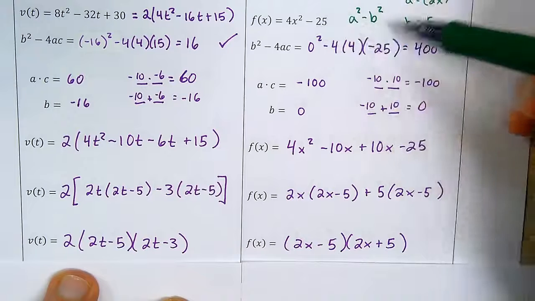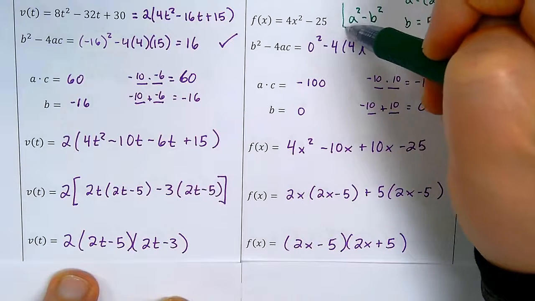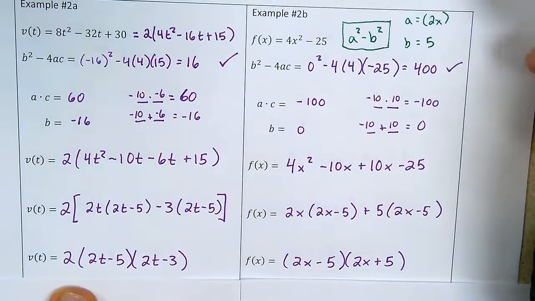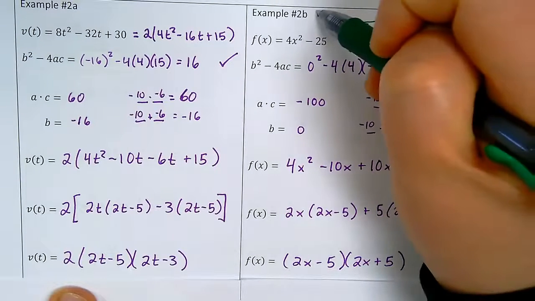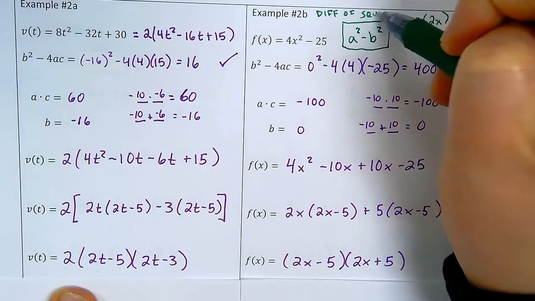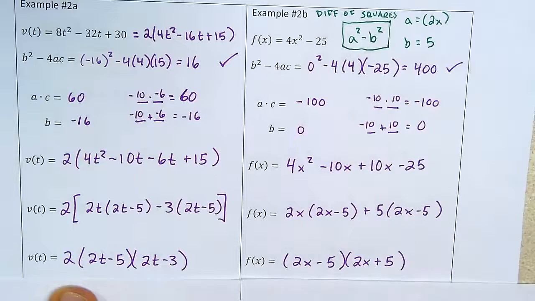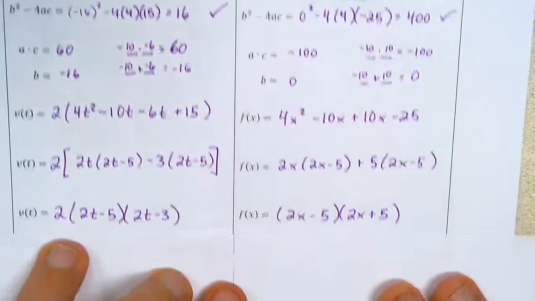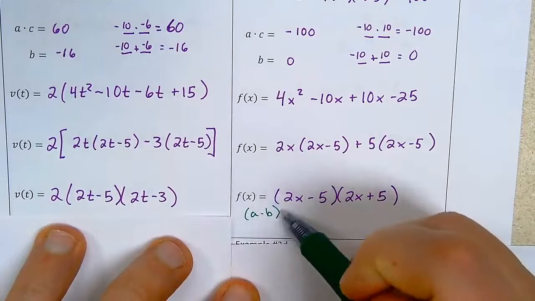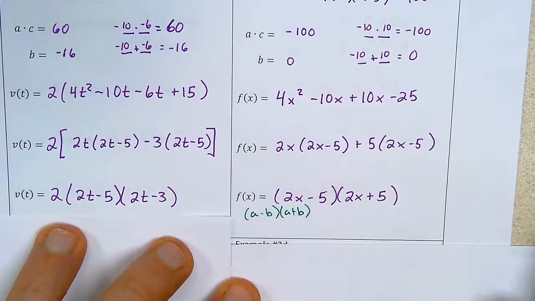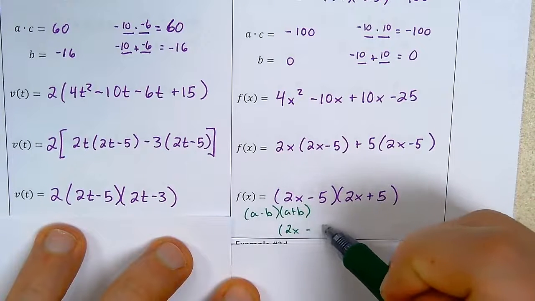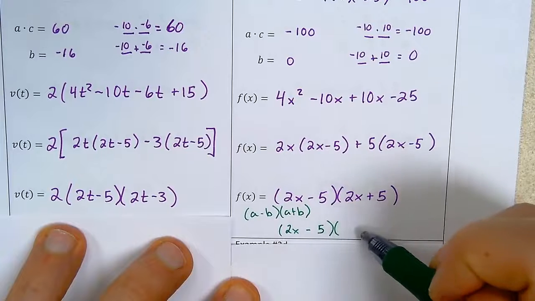So in the event that you see this form, you can apply what's called the difference of squares. And the difference of squares is a much faster method where we know that the expression is going to factor into a minus b times a plus b. So we can write that out. Our a value is 2x, our b value is 5, and then our a value is 2x and our b value is 5.